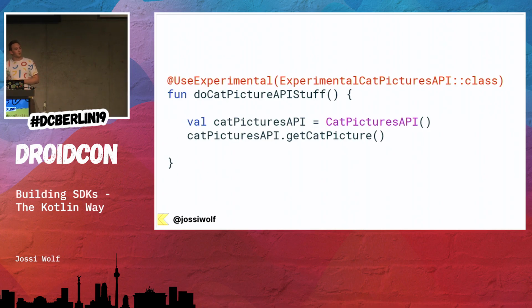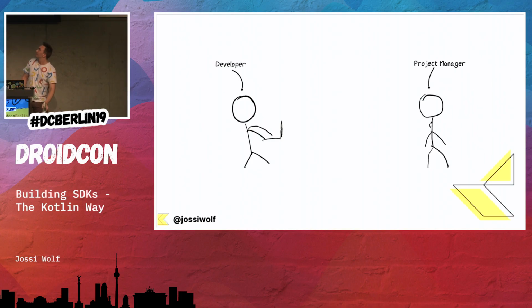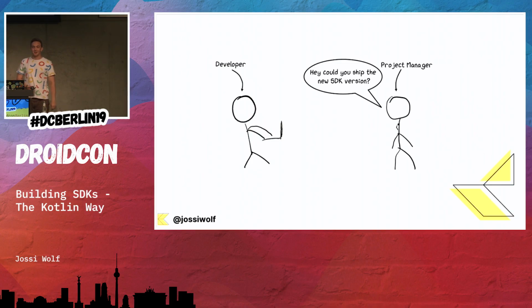All right, so now you've got your experimental annotation, you've got your experimental APIs all safe. You are a productive developer. Let's just stick to developer. Your project manager comes in, hey, could you ship the new SDK version? You're like, sure. And you know in your head, all right, we've deprecated some APIs.